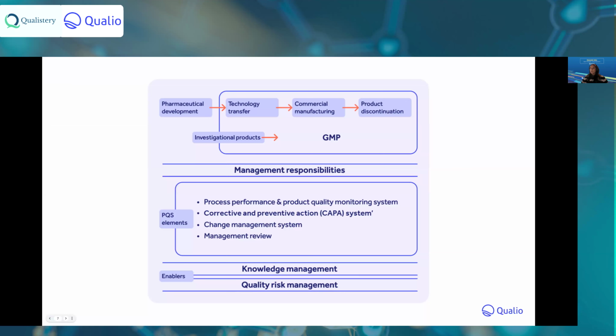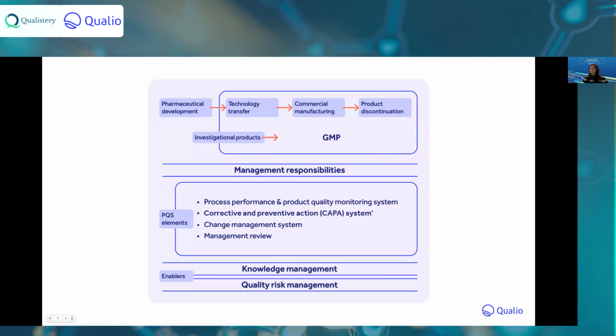This should be a familiar diagram. It is Annex 2 within ICH Q10. Something important about this is it does cover every part of the development pipeline, so from development and tech transfer to commercial manufacturing and product discontinuation. A lot of these elements within Q10 align closely with GMP requirements, but also with ISO 9001.